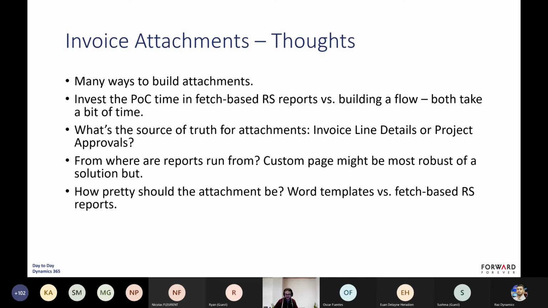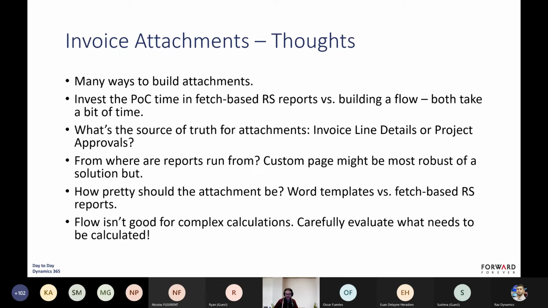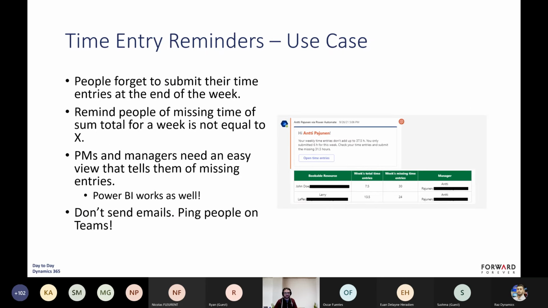Word templates versus fetch-based RS reports. And one important thing is that Flow isn't good for complex calculations. So if you need complex calculations, that could be a pro-dev approach, and you could achieve more complex calculations there. If it's just summing stuff up and maybe dividing something, we can do that in Power Automate, and we can do that with Fetch XML, which I've used in these flows. But if it's more complex than that, then maybe pro-code.